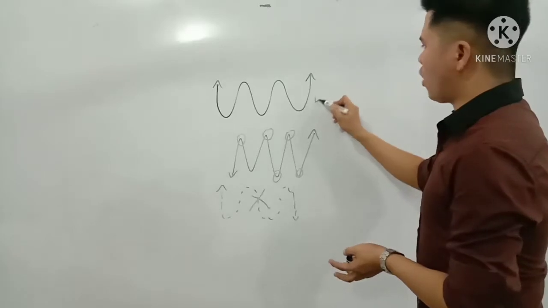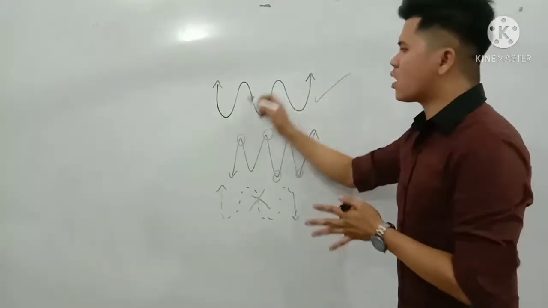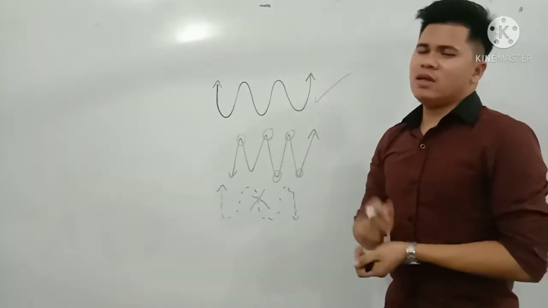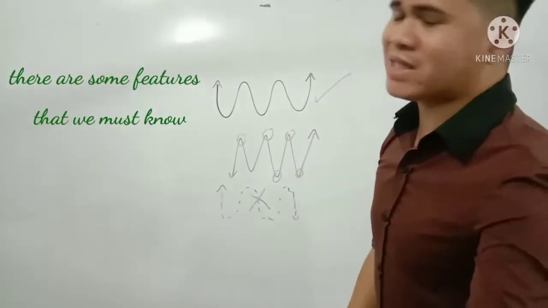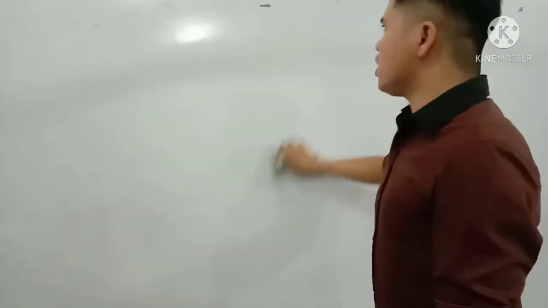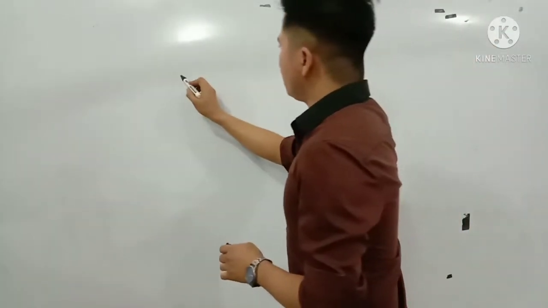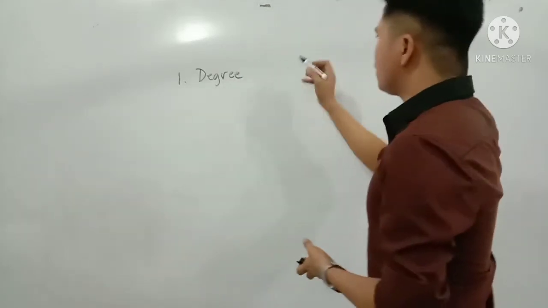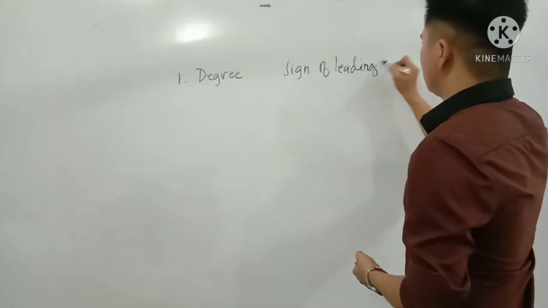So this is the correct one. It does not have a sharp corner and it is also a continuous line. So please remember that. Now, in sketching the graph of polynomial functions, there are some features that we must know. First, the degree and the sign of the leading coefficient of the given polynomial function. So, the first feature that we must know is the degree together with the sign of the leading coefficient.